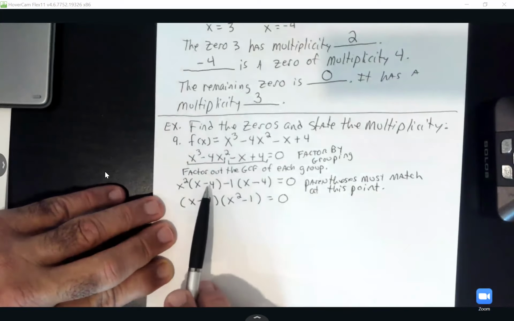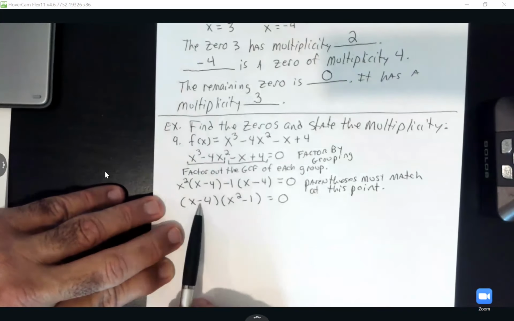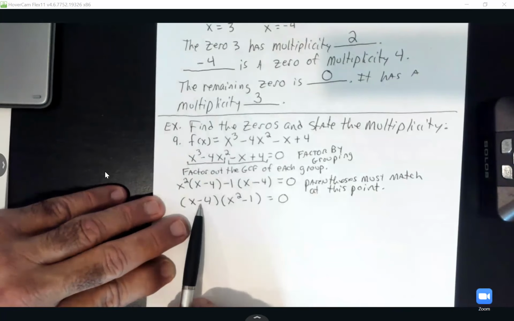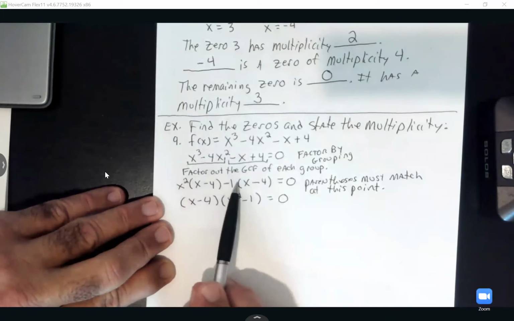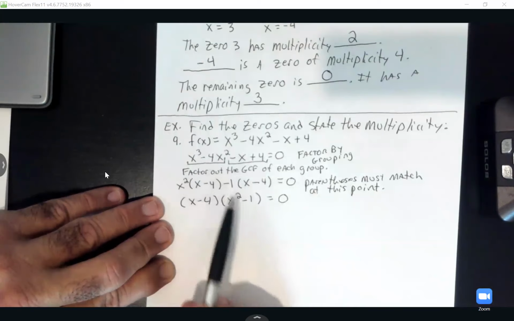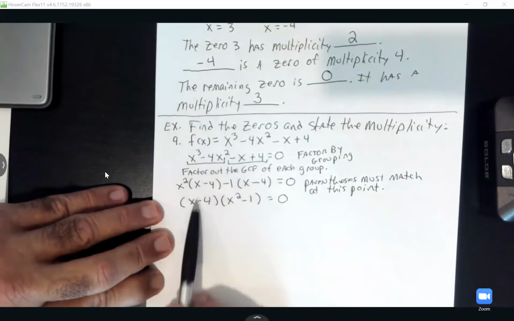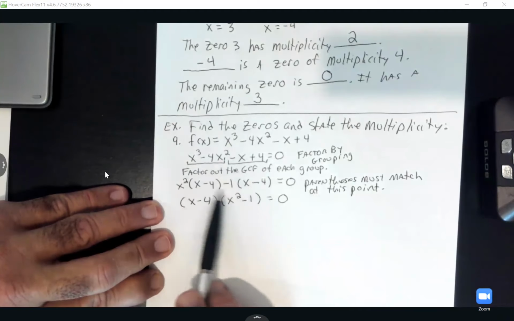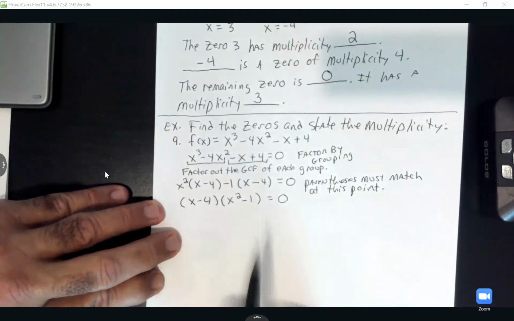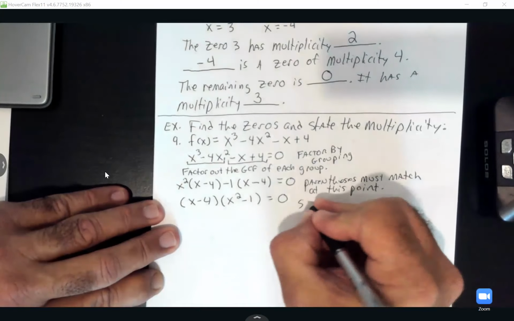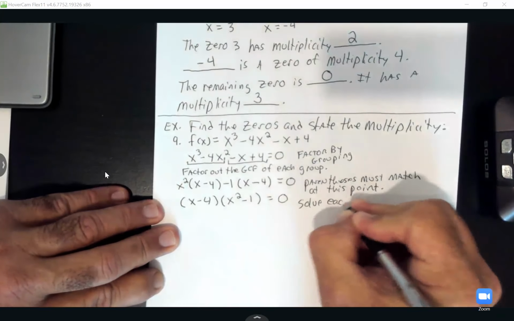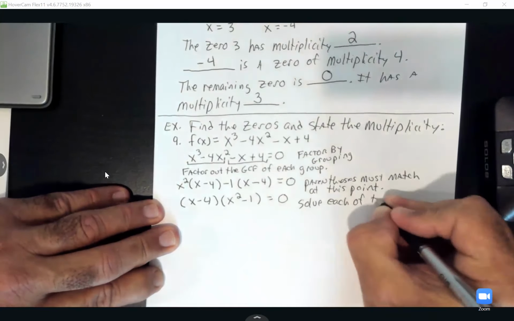So notice, the parentheses match up. They make one of the final 2 parentheses, and then the stuff on the outside, the x squared minus 1, made up the second set of parentheses. At this point, we're factored. So what we want to do now is solve each of the factors.